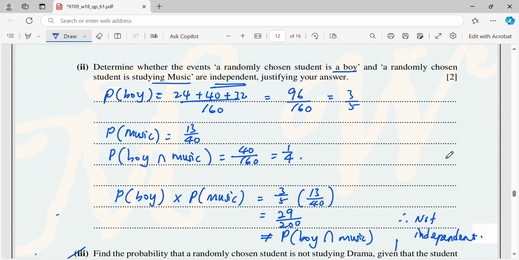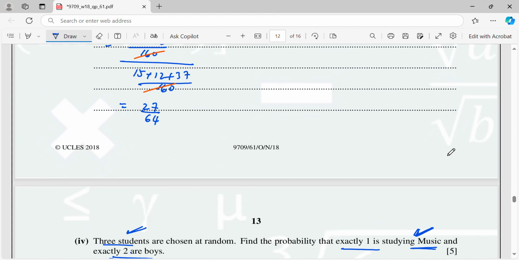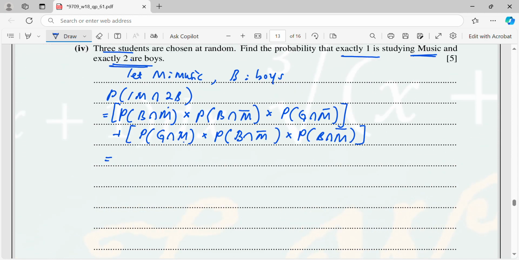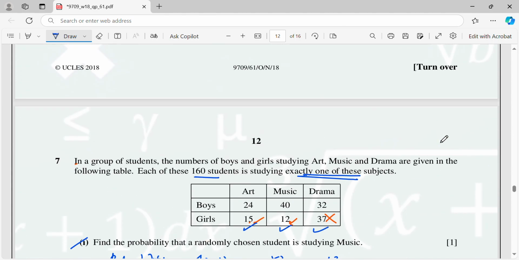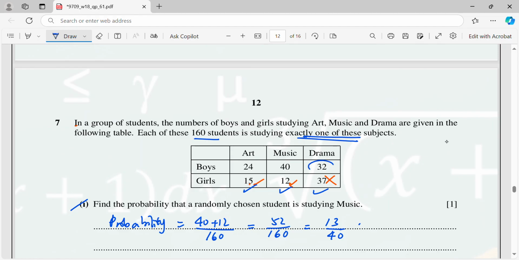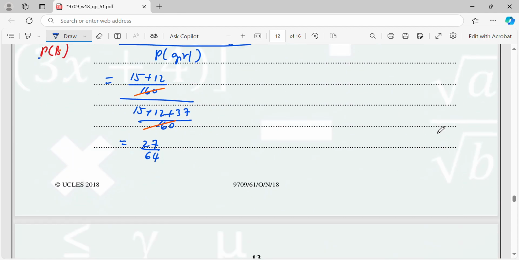Boys and music, we already solved. 40 over 160. Alright, so I will write 40 over 160, it will be easier. So 40 over 160 multiplied with boy and not music. If boy and not music, since you have chosen 1 student, that means you still have 159 students. Not music, I need boy first. You look at boy. Not music means these 2, right? So 24 plus 32, that is 56. So I will get 56.